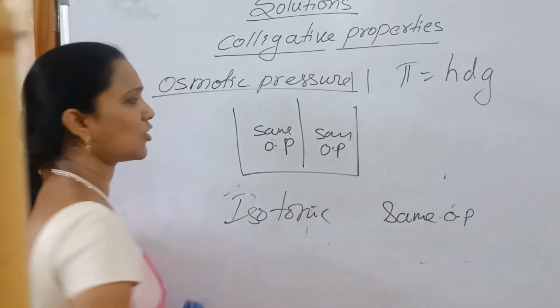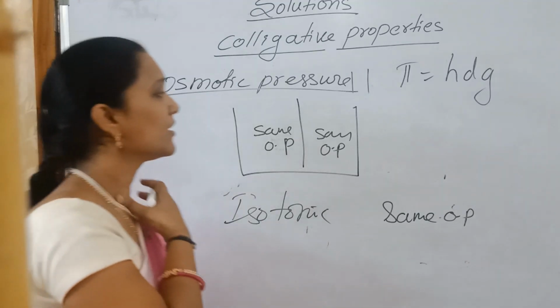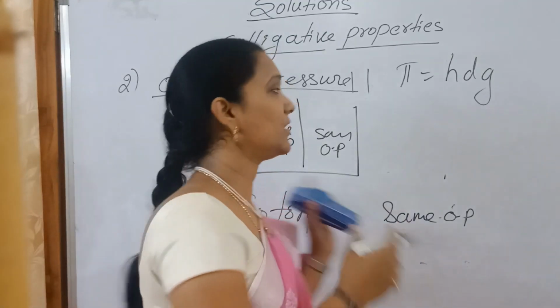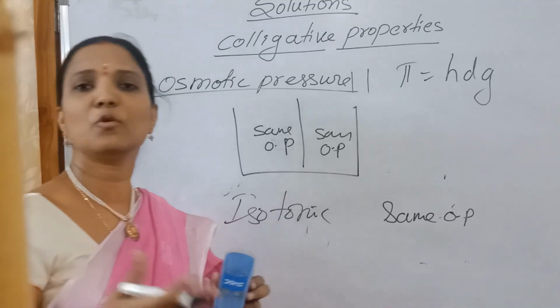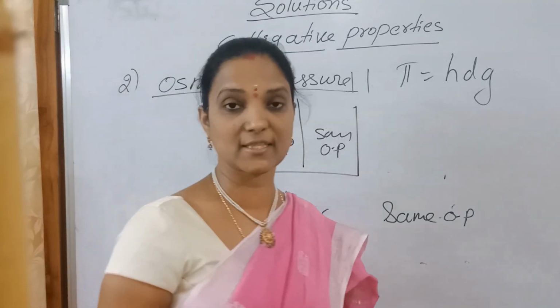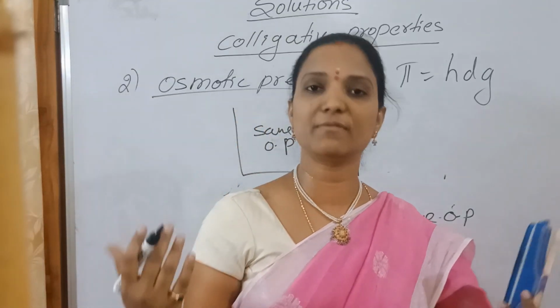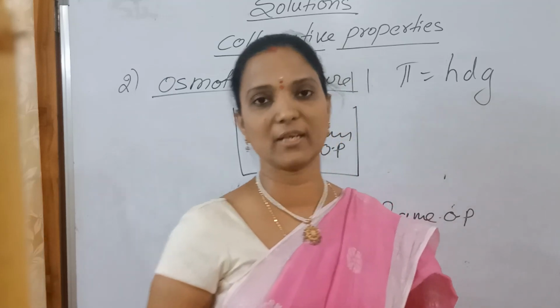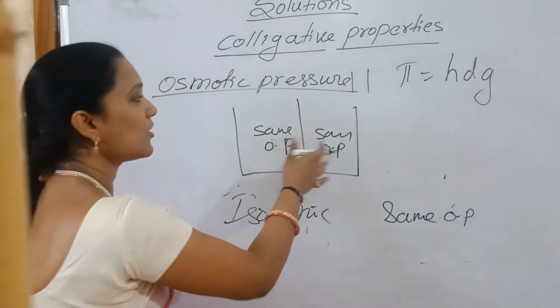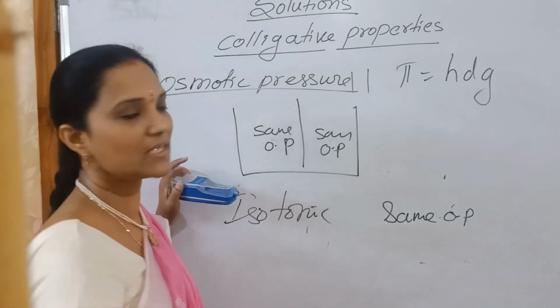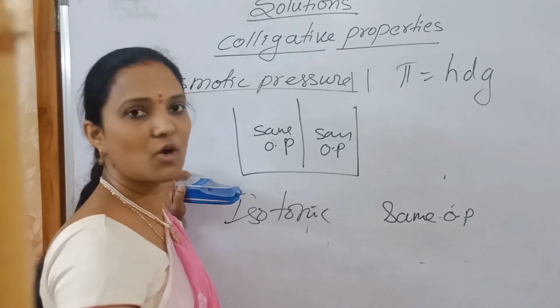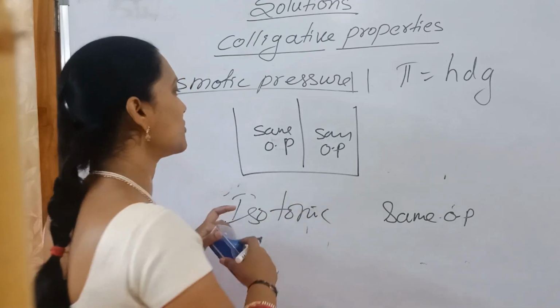This is an isotonic solution. Same concentration. Now flow of solvent from here to there, not there to here. No flow of solvent, no osmosis. So when is there no osmosis? If the given mixture is isotonic. If isotonic solutions are separated by a semi-permeable membrane, there is no osmosis.